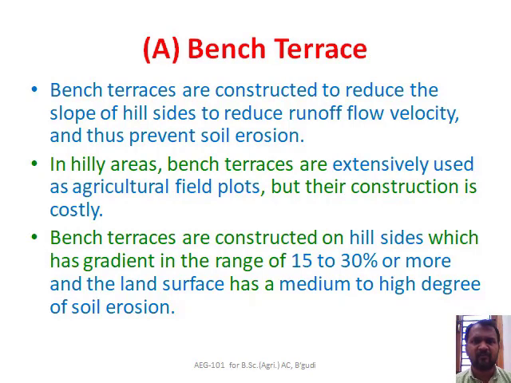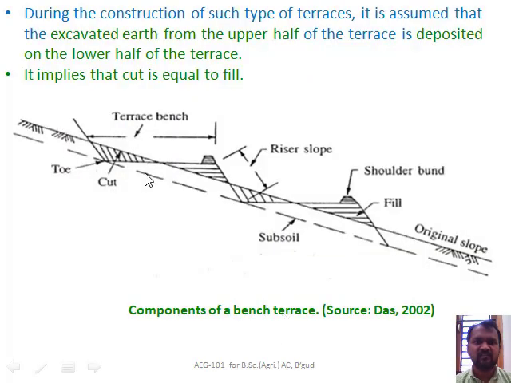Then we have the next type of terrace, that is the bench terrace. These bench terraces are constructed to reduce the slope of hillsides, to reduce runoff flow velocity and thus to prevent soil erosion. In hill areas, bench terraces are extensively used as agricultural plots, but their construction is costly. These bench terraces are constructed on hillsides which have a gradient in the range of 15 to 30% or more, and the land surface has a medium to high degree of soil erosion. In this case we go for bench terraces. So here you can see the bench terraces.